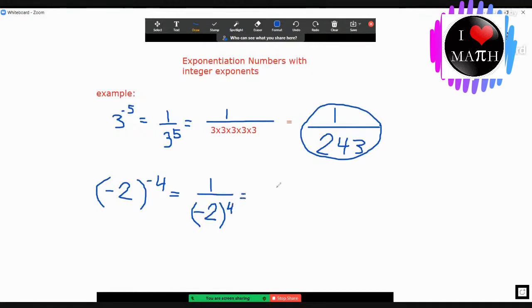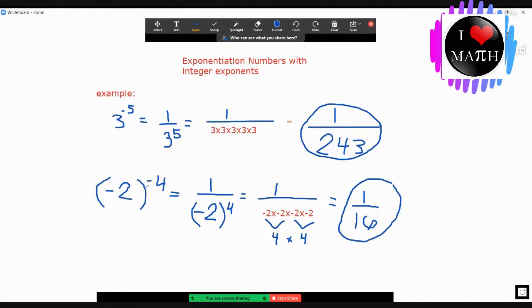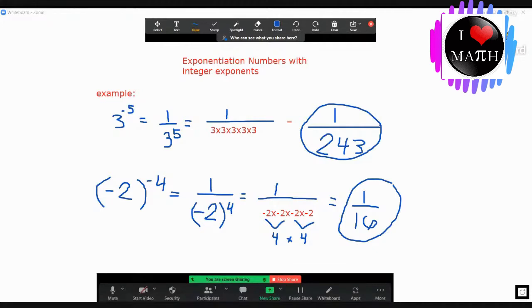Okay. And after that, you have to simplify negative 2 to the power of 4. It's the same as negative 2 times negative 2 times negative 2 times negative 2, so it's 4 times. But take note, when you have negative 2 times negative 2, you will get positive 4, right? And then this one is negative 2 times negative 2, you will get positive 4. Take note that negative times negative is positive. And then when you multiply 4 times 4, your answer will become 1 over 16. All right? And that is the simplest form, or the fraction form, of negative 2 to the power of negative 4. Okay.